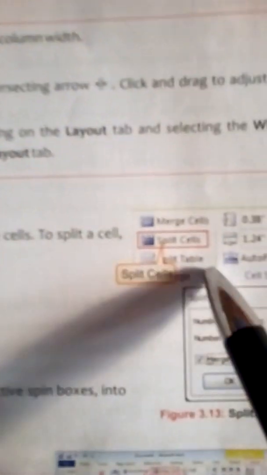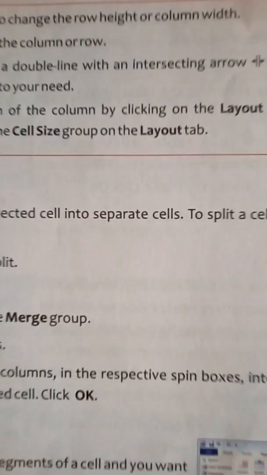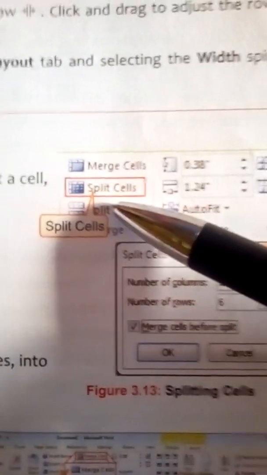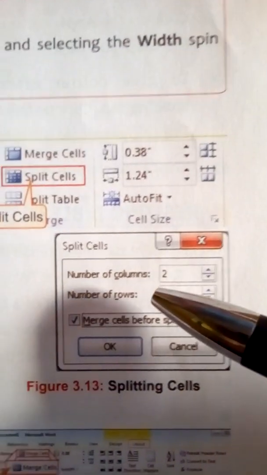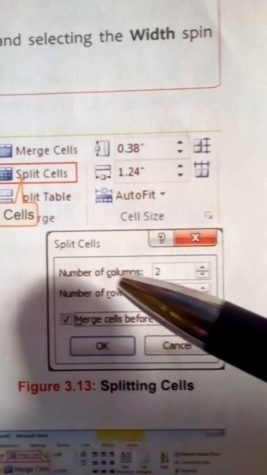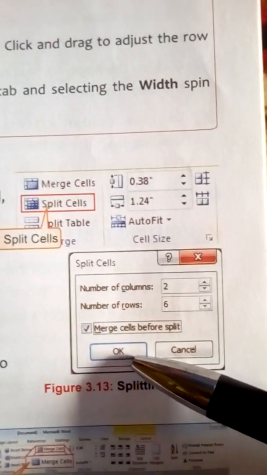Next we have splitting cells. Splitting a cell means dividing the selected cell into separate cells. To split a cell, select the cell you want to split, then click on the layout tab and select split cells. After clicking on that, you will get a box where you will see number of columns, number of rows, and merge cells before split. Click OK. In this way you will have split the cell.